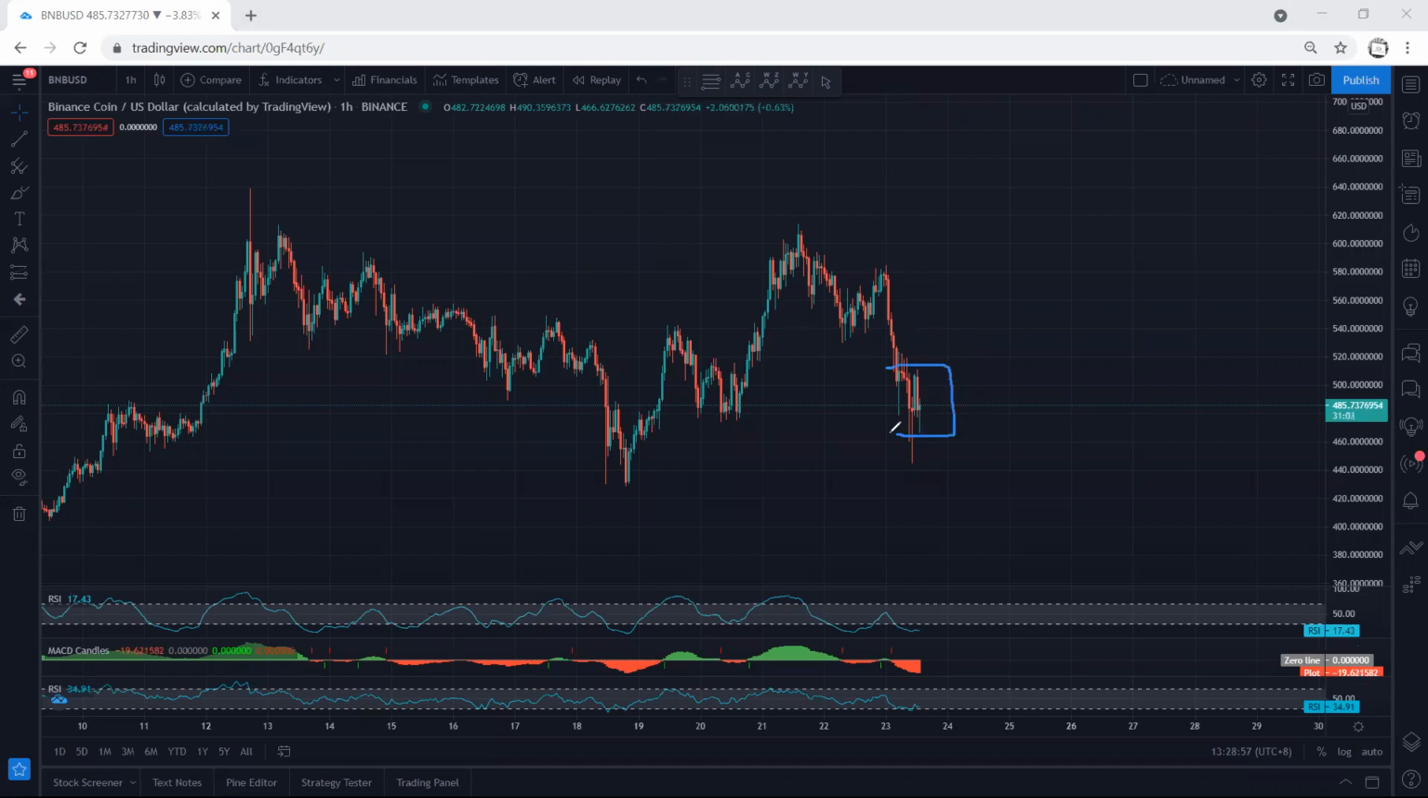The best thing is we wait and see what we get here. Then from there we can make a decision. Anyway, we just follow the chart.